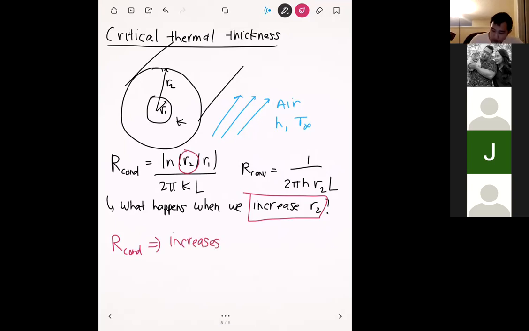And so let's compare that to what's going to happen when we increase R2 for R convection. Right. And so when we increase R2, the convection resistance actually goes down, right? Exactly, right, because the R2 here is in the denominator.